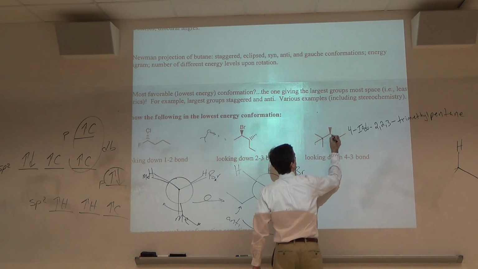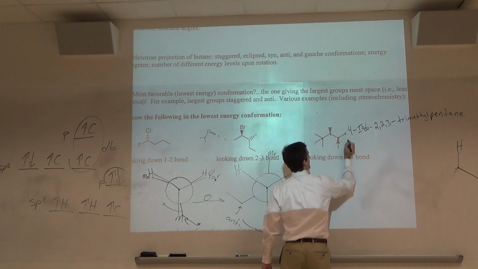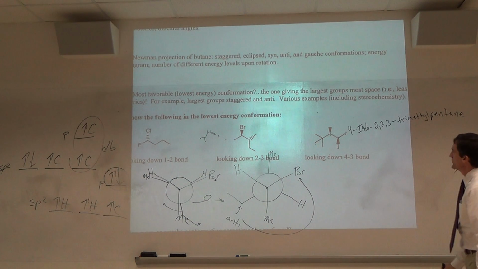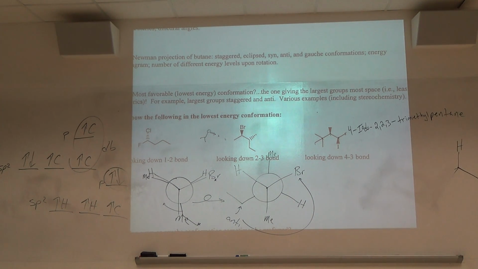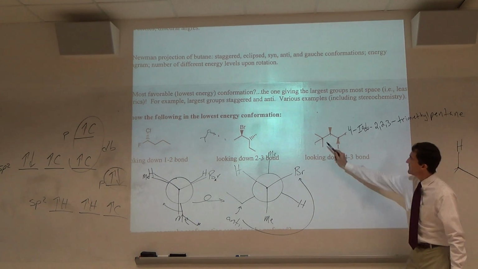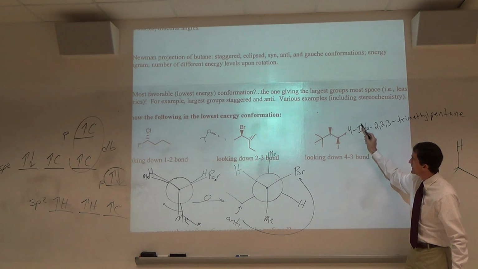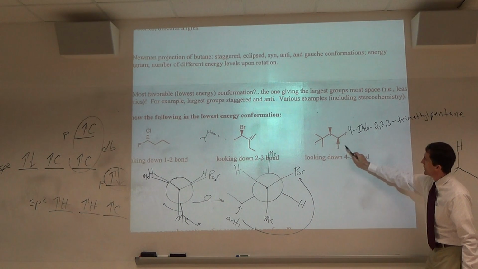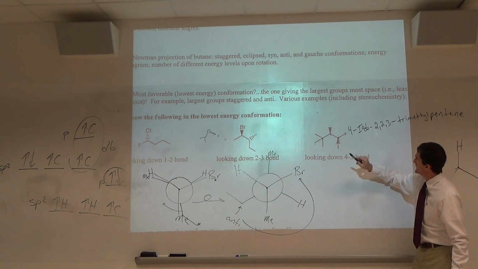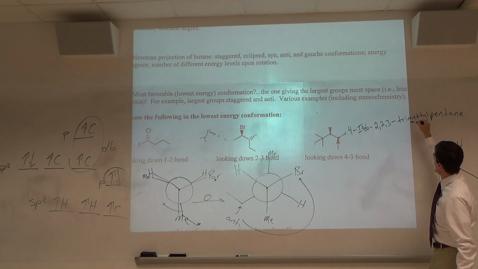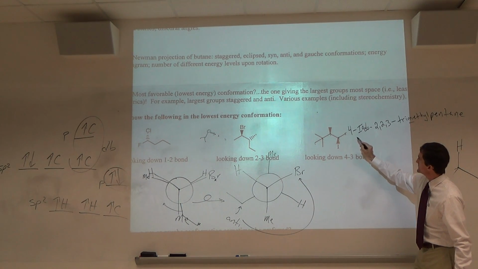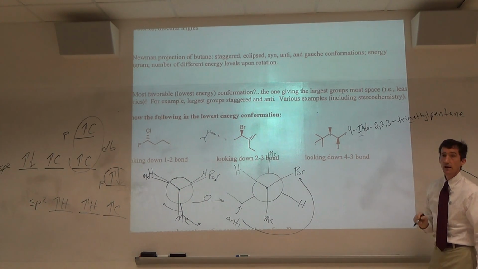I got 1, 2, 3, 4, 5. There's no other way to get 5, is there? What's on that? I got methyl, methyl, methyl, iodo. 2, 2, 3, trimethyl. But the iodo is going to be listed first. It's at the 4. How's that name look?